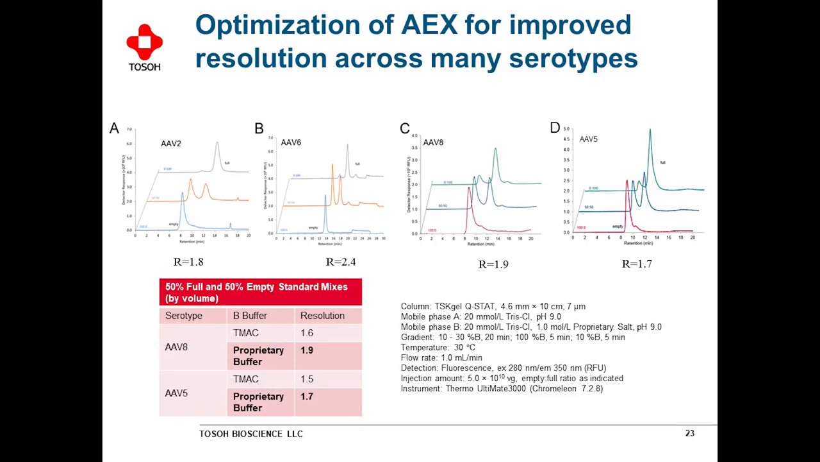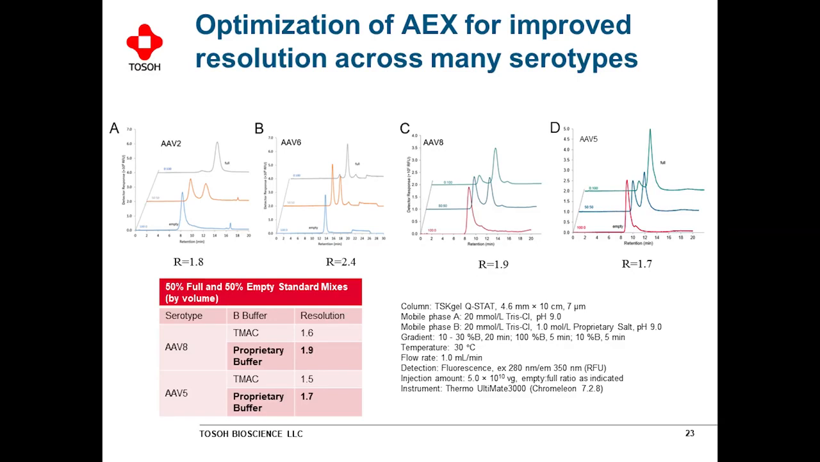On this slide, you can see 4 different serotypes of AAVs: 2, 6, 8, and 5. Running a 10 to 30% gradient using our proprietary buffer, we did the same kind of separation experiment we did before, where we have 100% empty standard, 100% full, and a 50-50 mixture. Below each chromatogram, you can see the resolution of the 50-50 mixture, and you can see in all cases, the resolution is above 1.5. For AAV6, we get all the way up to 2.4.